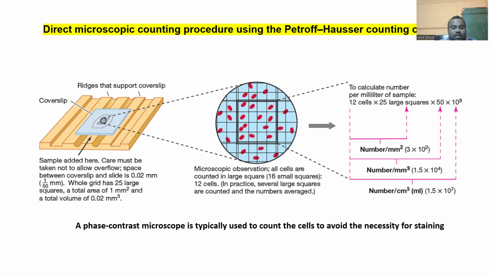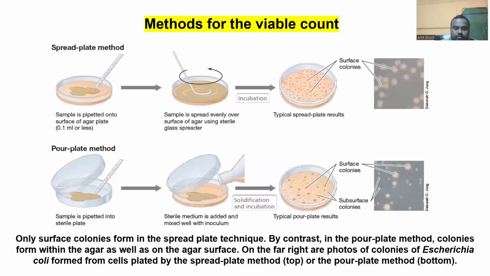This is the phase contrast microscope, and you need to use a phase contrast microscope. The phase contrast microscope is typically used to count the cells, avoiding the need for staining. So this is the process of direct microscopic counting by the Petroff-Hausser counter.